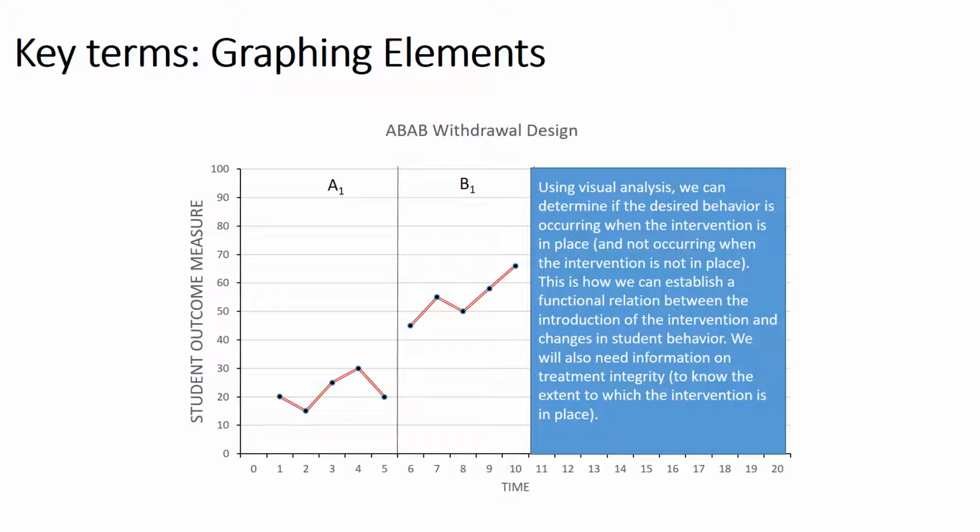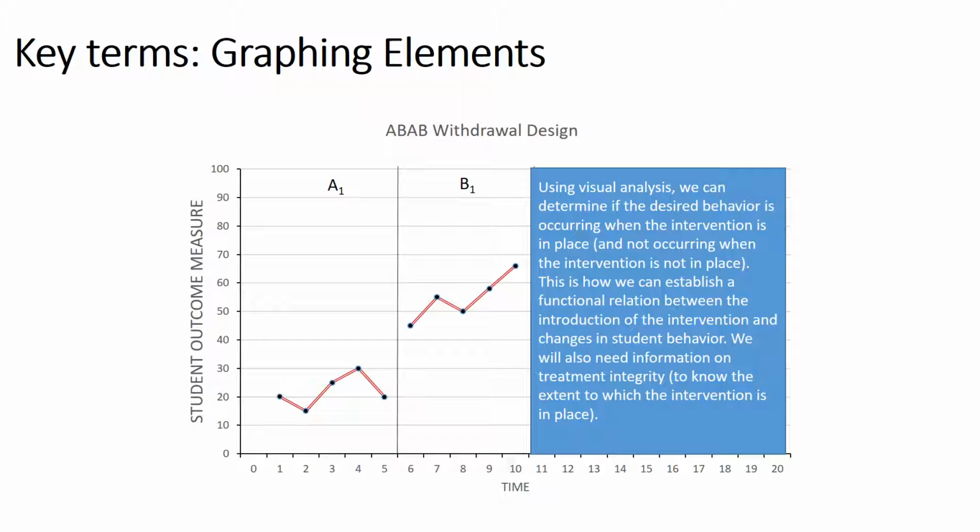Using visual analysis, we can determine the occurrence of the behavior of interest when the intervention is and is not in place. This is how we determine if a functional relation exists between the introduction of the intervention and changes in student behavior. In other words, does change in behavior only occur when the intervention is in place and not when the intervention is absent or removed?